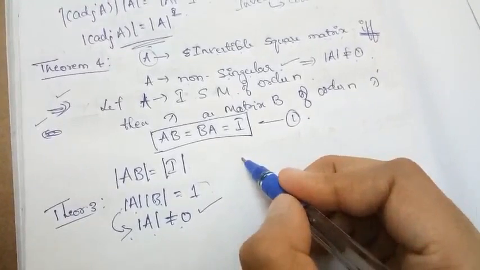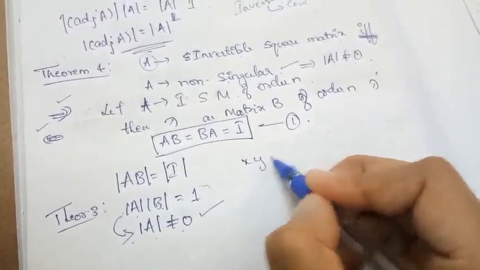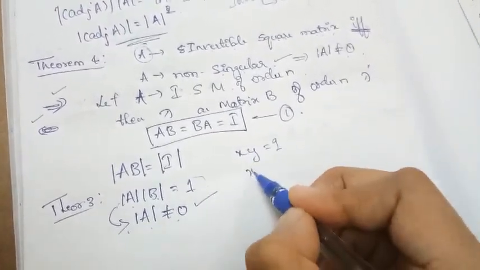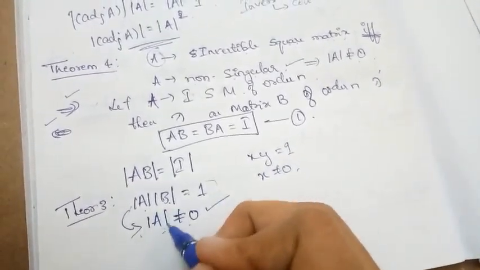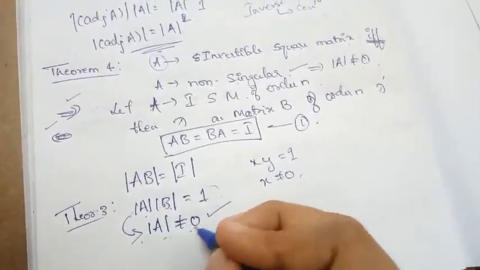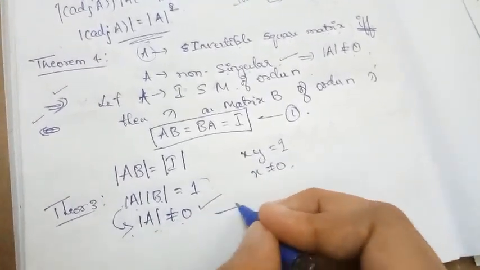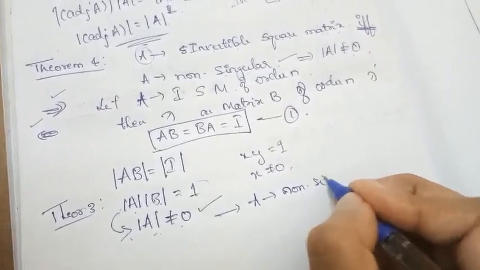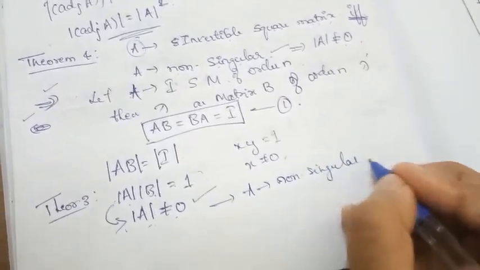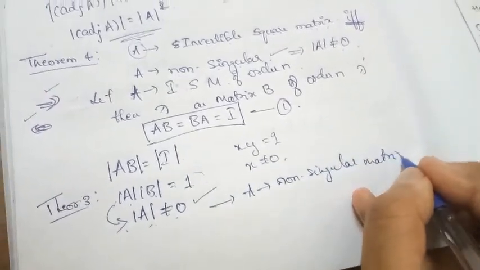For example, if x into y is equal to 1, it is clear that the value of x is not equal to 0. That is what I am saying here. Determinant value of A is not equal to 0. So determinant value of A is not equal to 0 means what? A is a non-singular matrix. So this is the direct part.